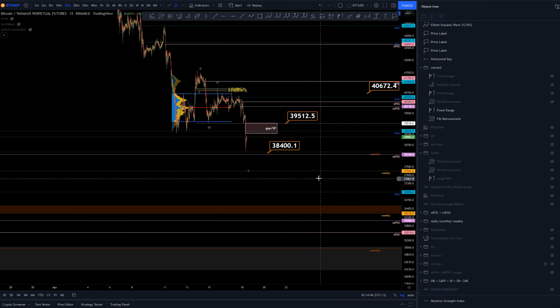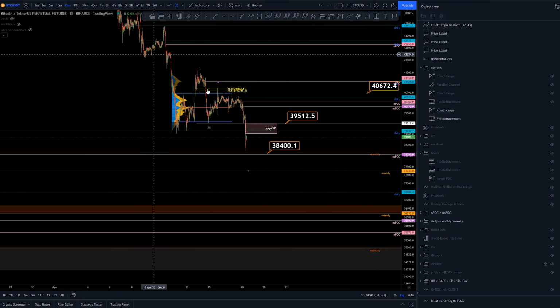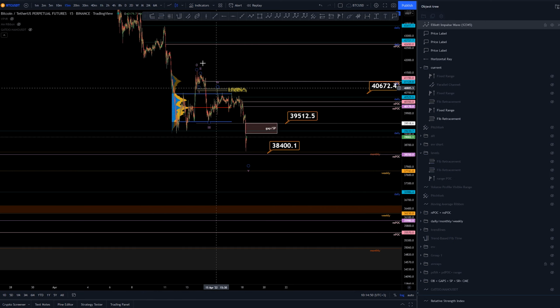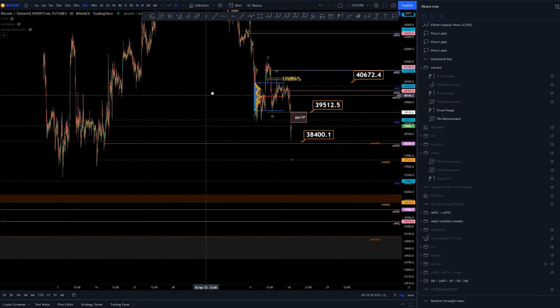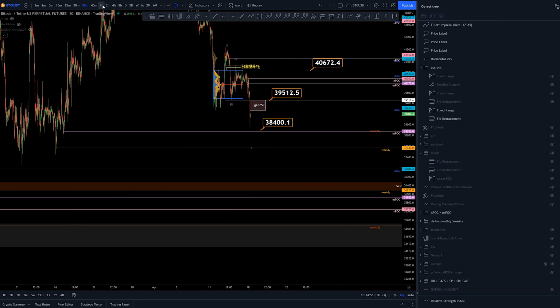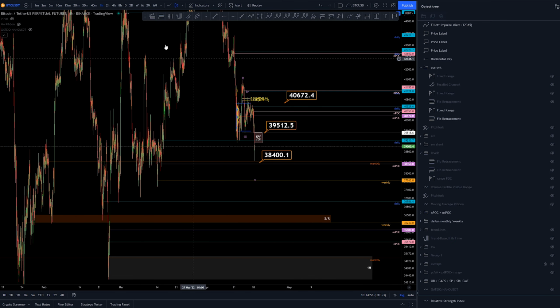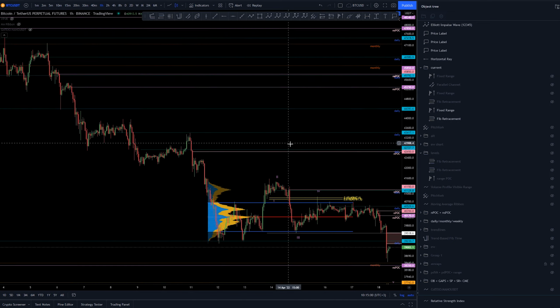Other ones I'm looking at is again this weekly at 37,740. If it goes below those, we need to check that again, where we would be looking at.